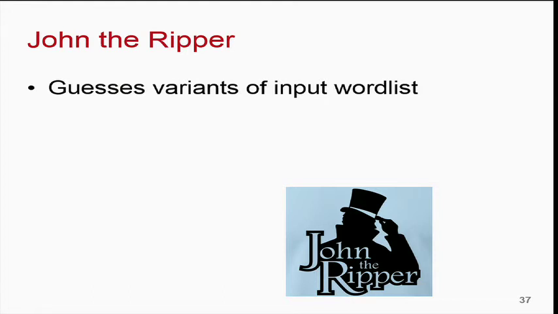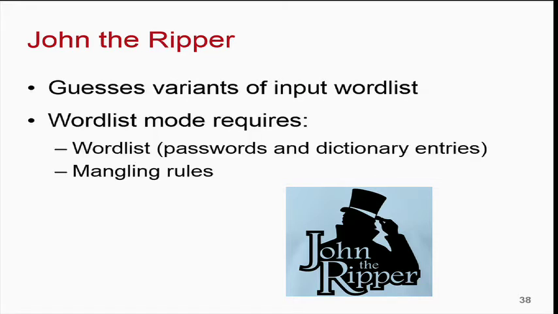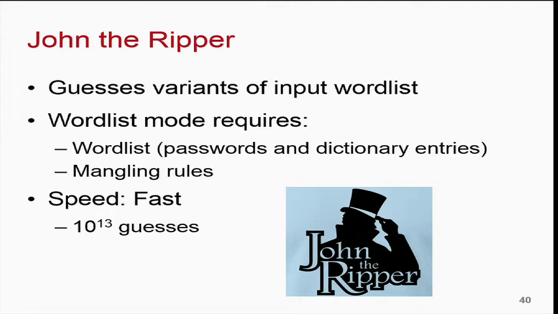And the conceptual model of John the Ripper is that it guesses variants of an input word list. So basically, you give it a word list, which are passwords and dictionary entries, and you give it a set of mangling rules. Right? And from this, it computes potential candidate password guesses. Right? And it does so quite quickly. And using John the Ripper, we ran 10 to the 13 guesses for our basic passwords. And throughout the rest of the talk and on the graphs, I'll label John the Ripper JTR.